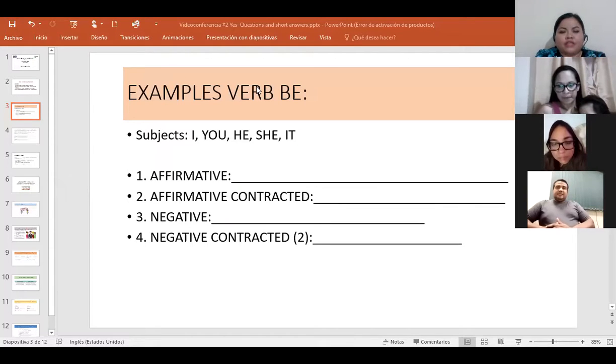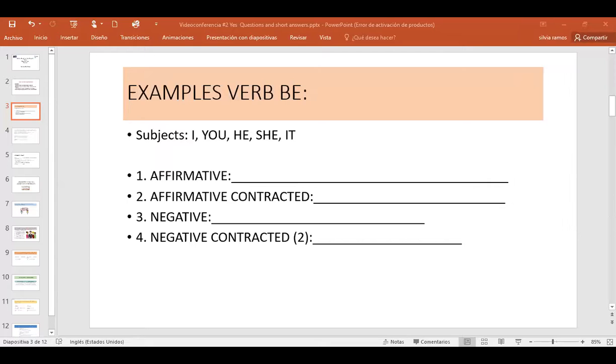Carlos Roberto García Ramírez. Tell me one example with affirmative. Verb be affirmative. She is a nurse. She is a nurse. Very good. Excellent job. Now, tell me an example here with affirmative. Claudia Ivette.